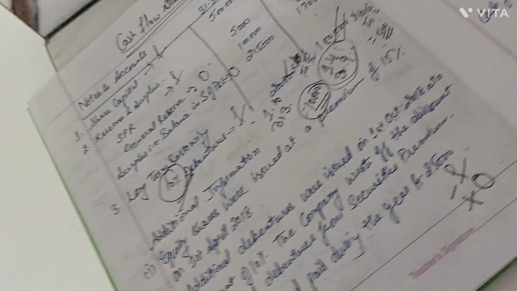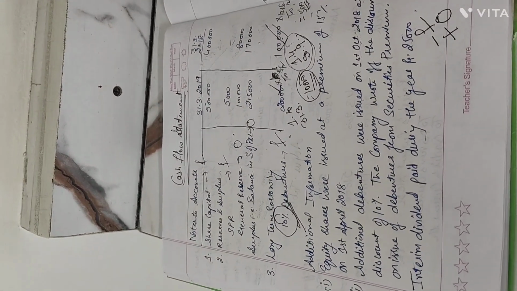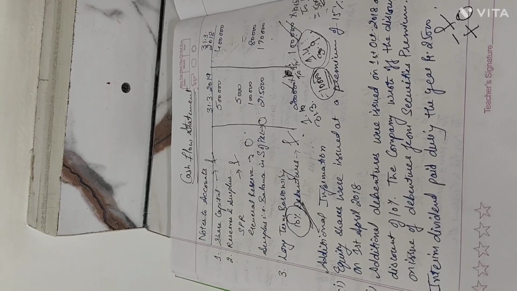I hope the question is clear to you. For the given adjustments, there were new points regarding the discount on issue of debentures to be written off from security premium.